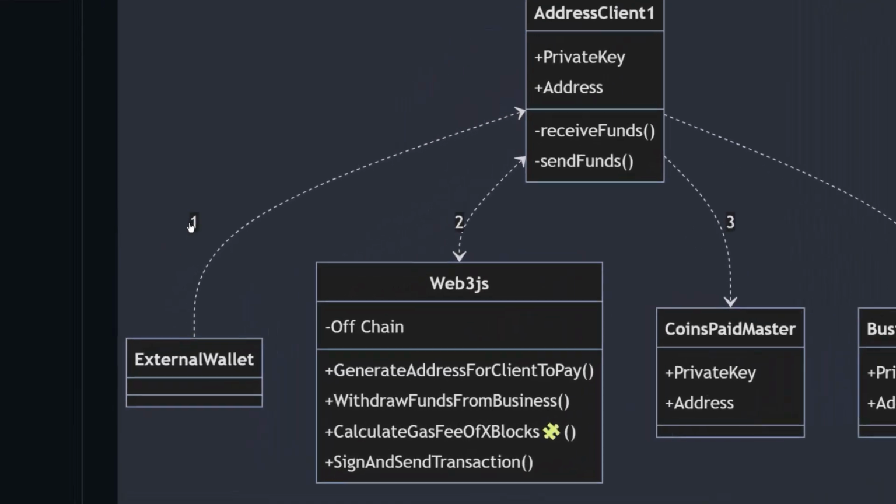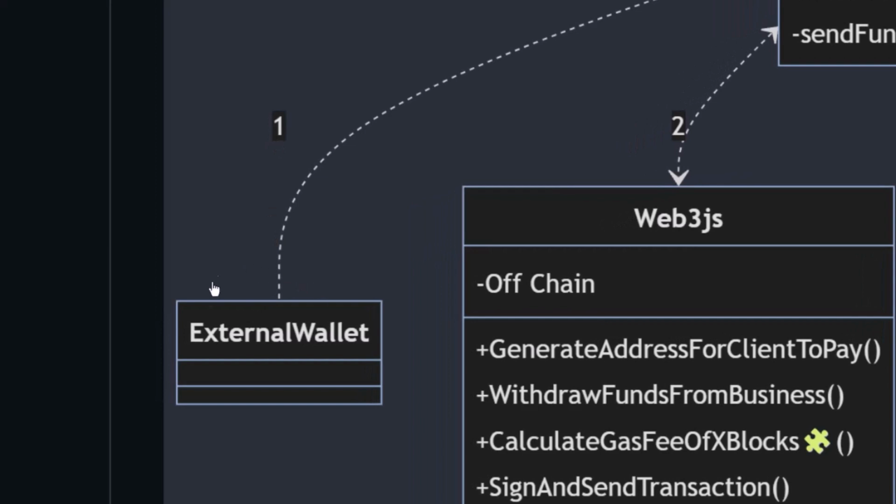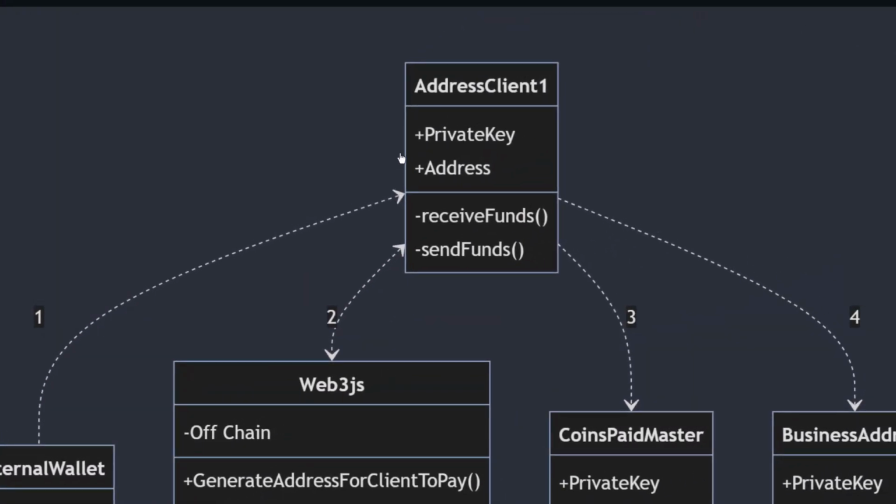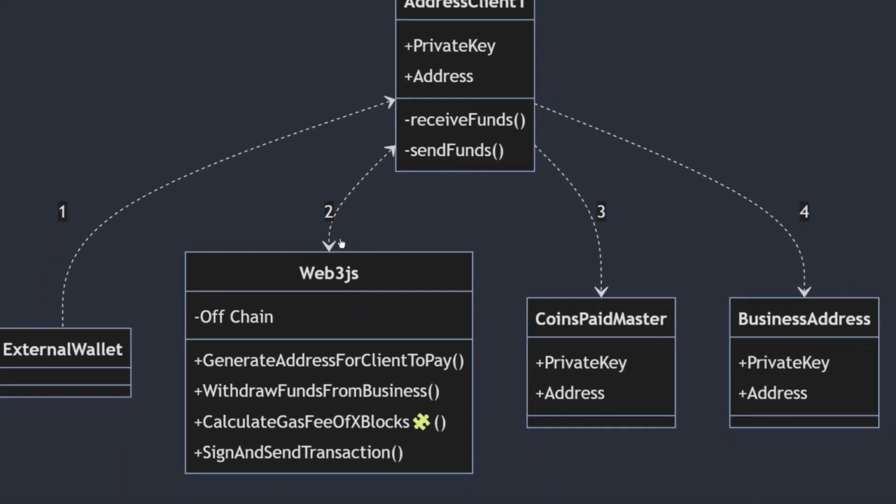In step number 1, we will have an external wallet which will send funds to a generated address, which is also called a pool of addresses in CoinsPaid. In step number 2, we'll have Web3.js in the front end managing all these addresses, and it will check the balance of the pool of addresses which belongs to this specific business. In this case, we are having a business dashboard for one business. Web3.js will also know how much of the balance belongs to this business.